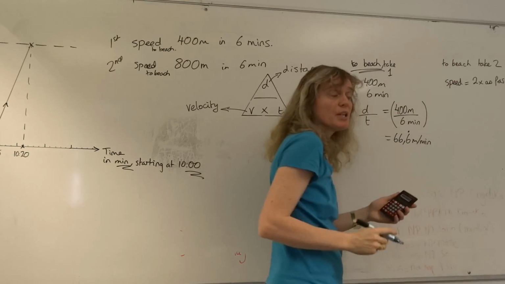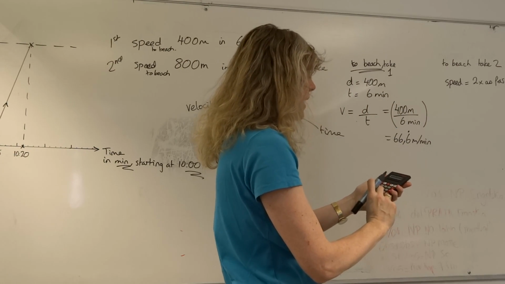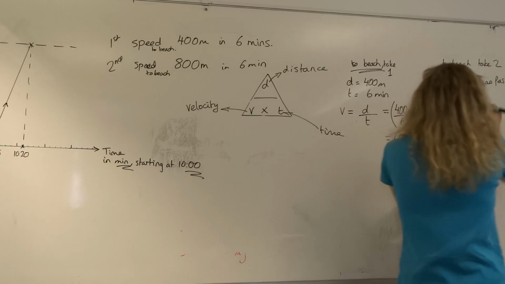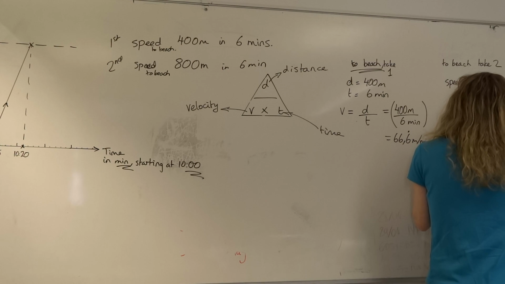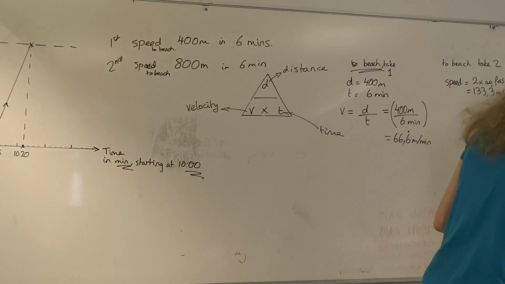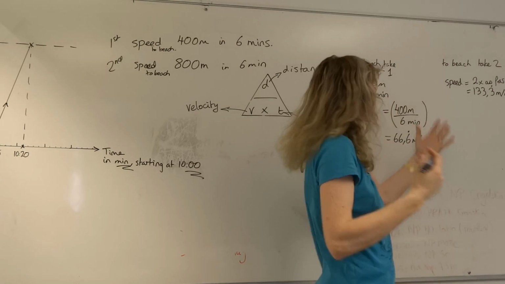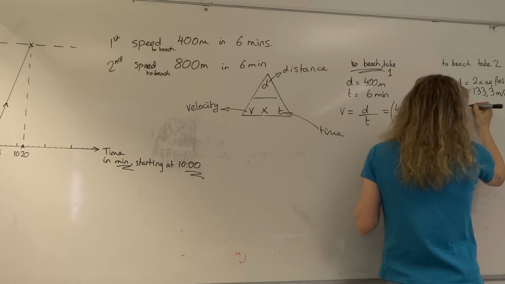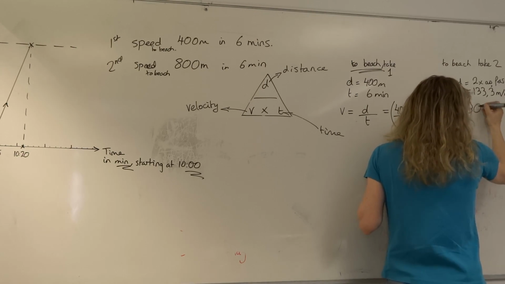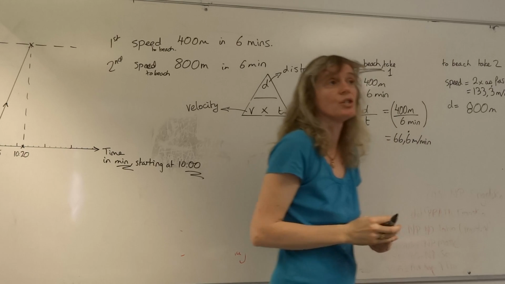So if this one is going to be twice as fast, we actually just double that number because she's running twice as fast. It's 133.3 recurring meters for every minute. That's going to be my speed second time around. I know the distance to the beach is now 800 meters because I'm going to make it all the way to the beach.